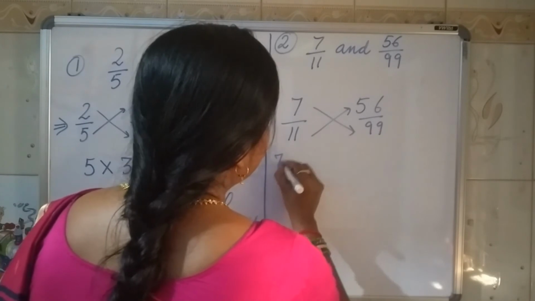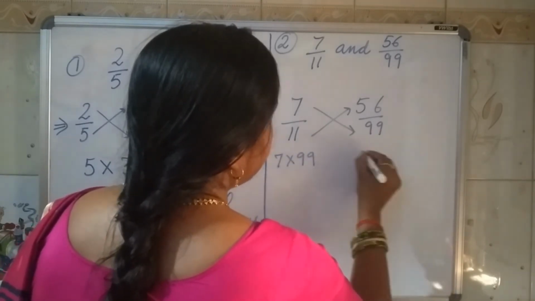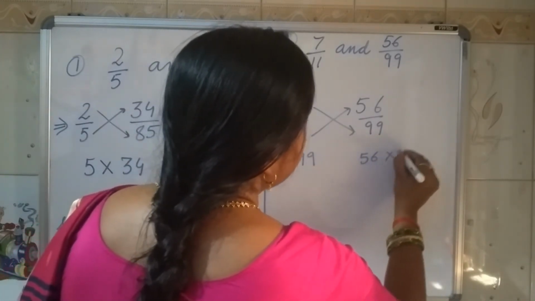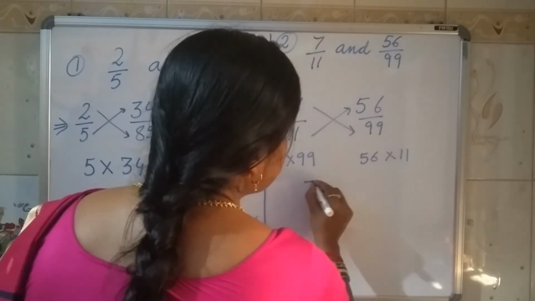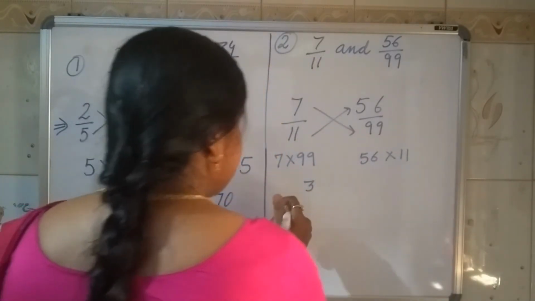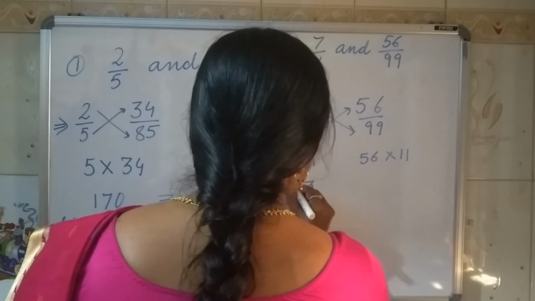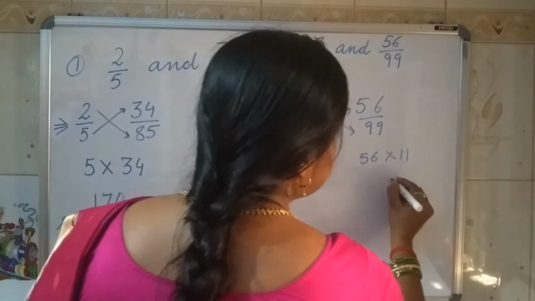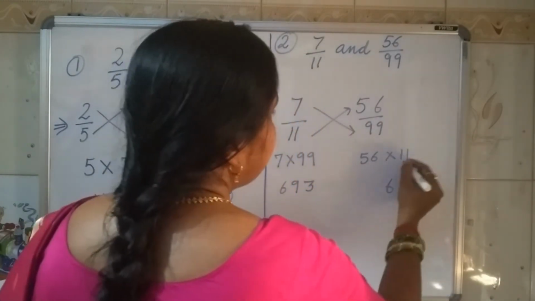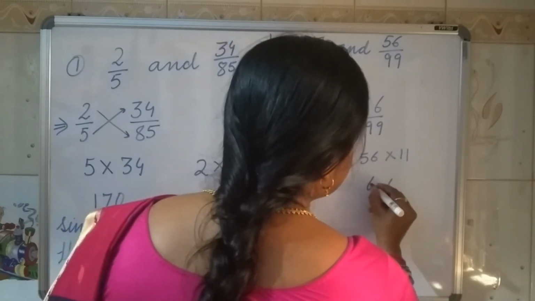Now 7 will be multiplied by 99 and 56 will be multiplied by 11. 7 9s are 63, carry 6. 7 9s are 63 and 6, 69. Now 11 6s are 66, carry 6. 11 5s are 55 and 6, 61.